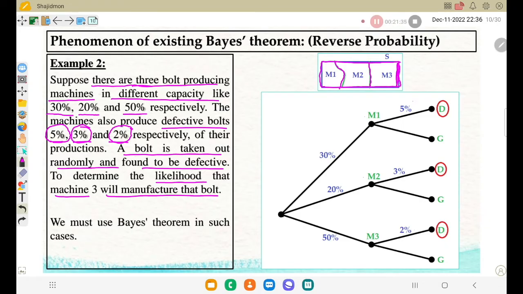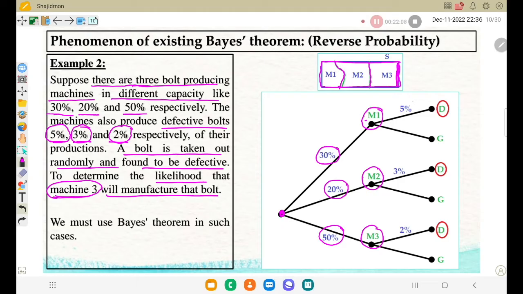In this case we can use Bayes theorem, because machine 3 is a partition. Machine 1, machine 2, machine 3 are the main event partition in the sample space. So if machine 3 produced that bolt, what is the probability? You can see the tree diagram for this situation. We have 3 machines. Machine 1 produces 30% of the bolts, machine 2 produces 20%, machine 3 produces 50%.